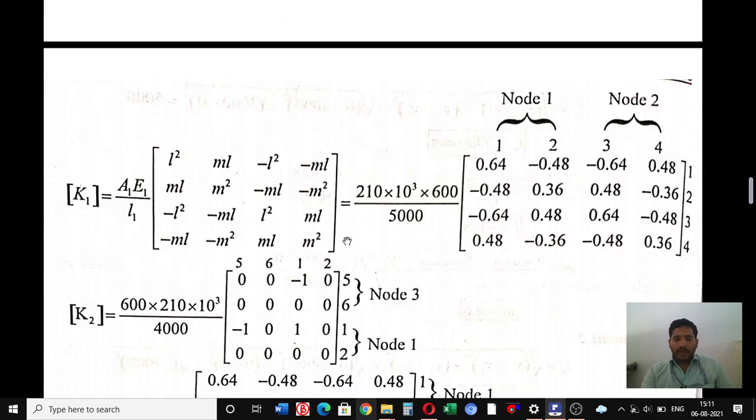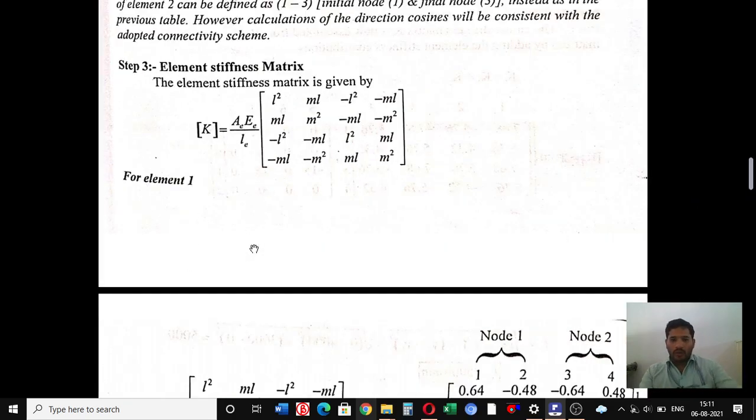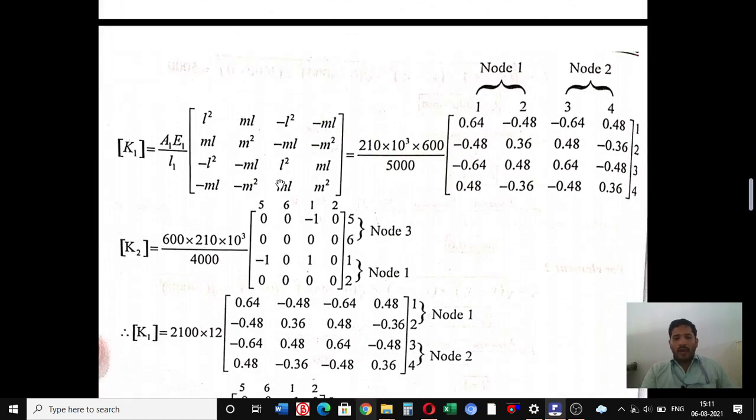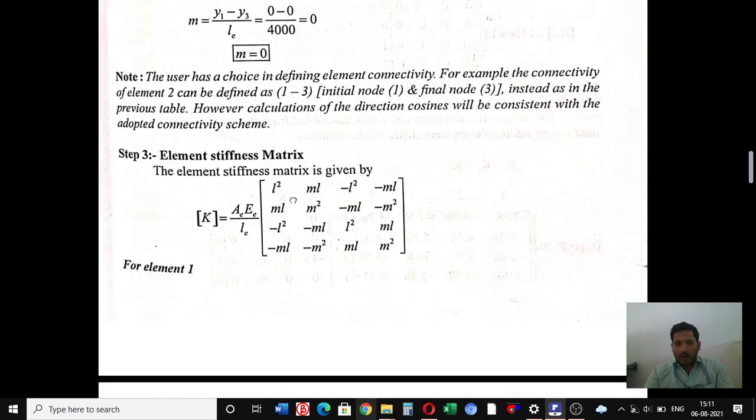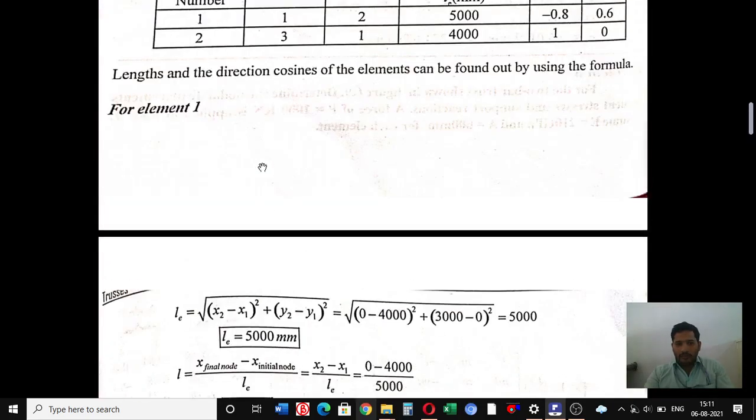After that we have to go for element number 1. For element number 1, we use the formula K1 is equal to A1 E1 by L1 times the matrix: L square, ML, minus L square, minus ML; ML, M square, minus ML, minus M square; minus L square, minus ML, L square, ML; minus ML, minus M square, ML, M square. After that, the area of the first element, how much did we get here? 210. Okay. And the modulus of elasticity of the material, how much is given here? I will check it.